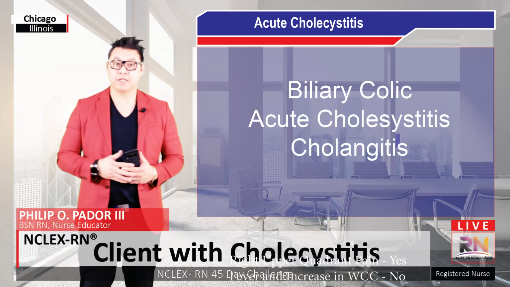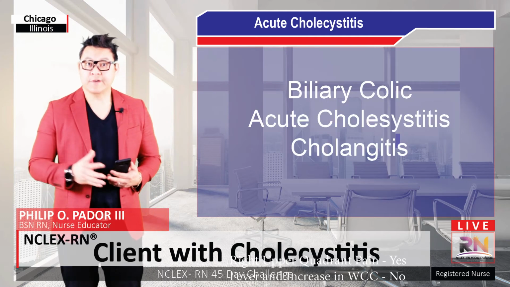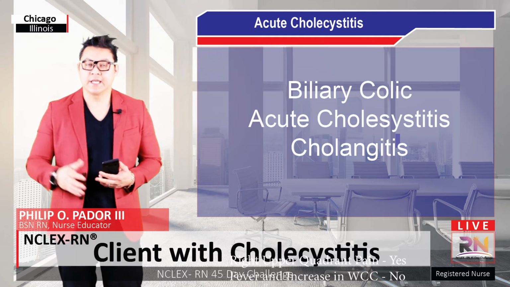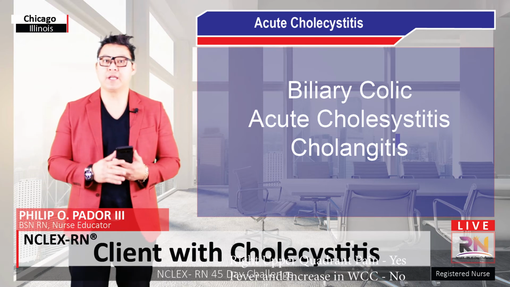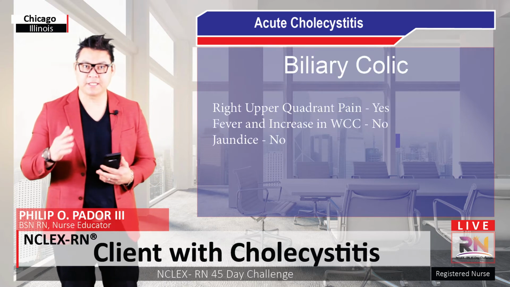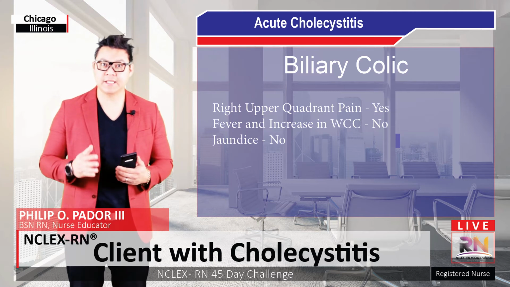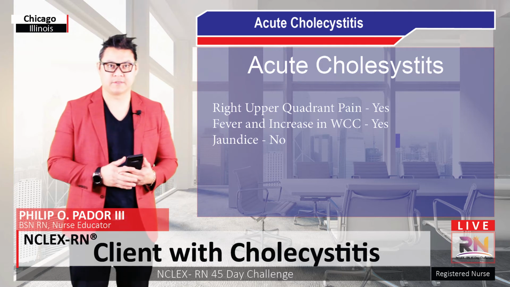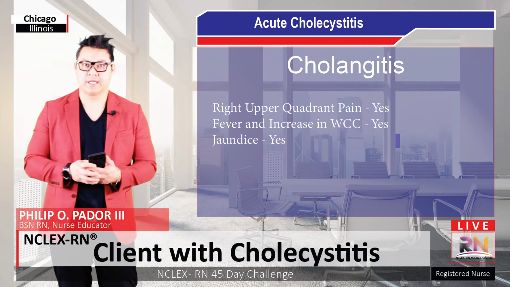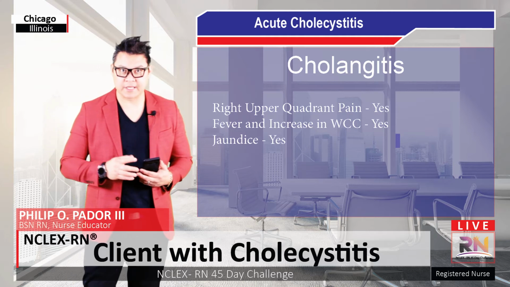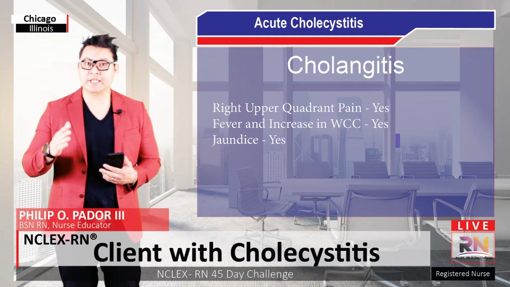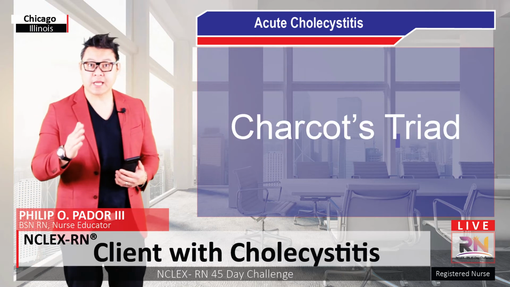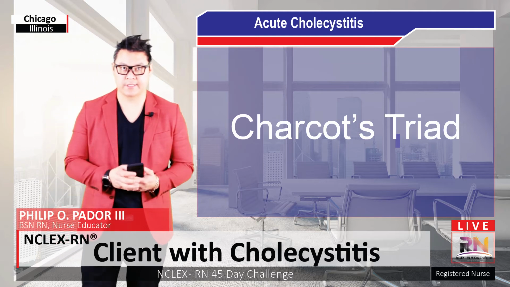So, going back to the small table we made. The difference is in three conditions: biliary colic, acute cholecystitis, and cholangitis. Biliary colic only presents with right upper quadrant pain typically. Acute cholecystitis has right upper quadrant pain with fever and raised white cell count. And finally, cholangitis presents with right upper quadrant pain and fever, increased white cell count, and jaundice or yellowing of the skin. These three findings make up what's called the Charcot's triad.